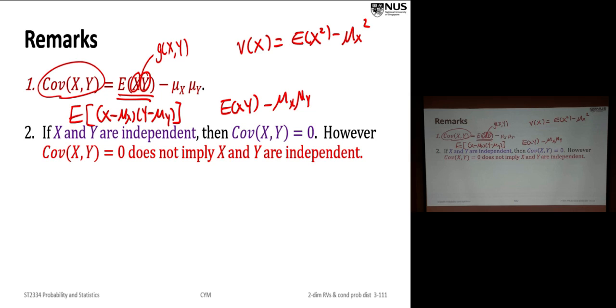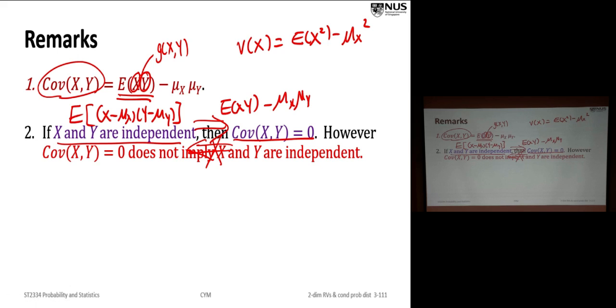And if x and y are independent, then the covariance of x and y is equal to 0. All right? It's not too difficult to show that the covariance equals 0 if x and y are independent. But the converse is not true. All right? So x and y independence implies covariance of x and y equals 0. But when covariance of x and y equals 0, it does not imply x and y are independent. All right? So it goes in one direction.